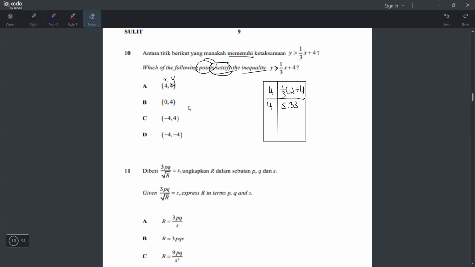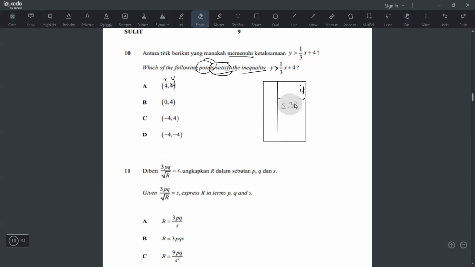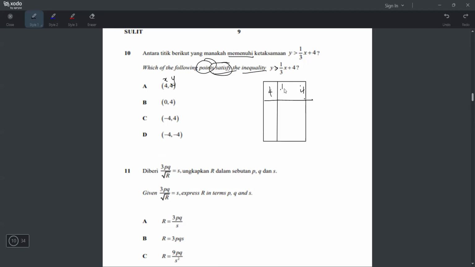Okay, now let's try with the second point, 0, 4. So I will erase this, and of course this one also erase, this one also erase. And now I will substitute with 0, 4. So y is 4 this time. And then 1 over 3x.